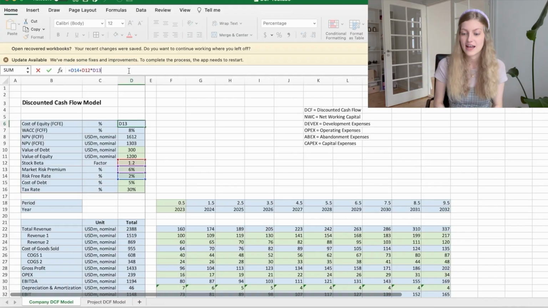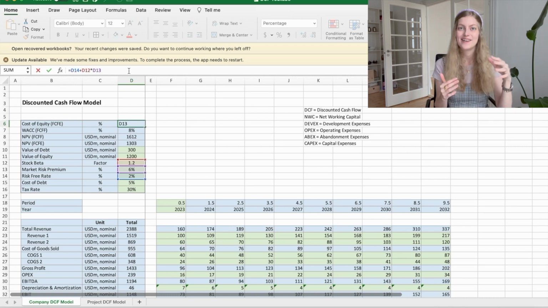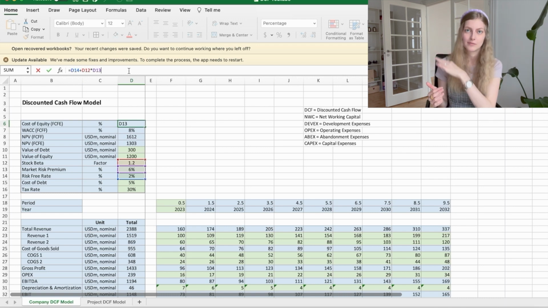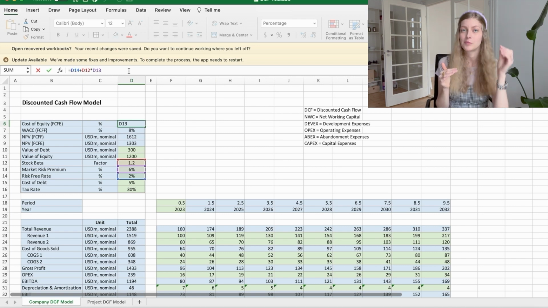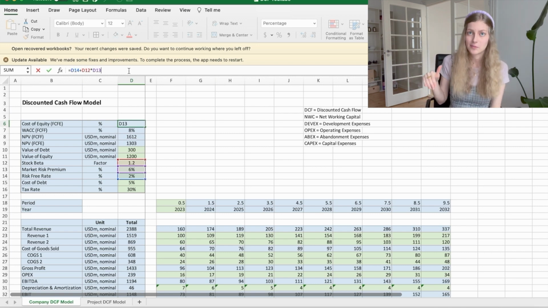Here I have set that at 6%. That's a pretty reasonable number, but it depends on what stock market you're looking at, what country you're looking at, all of that stuff. But we're using 6%. And then you multiply that by the stock beta. The stock beta is basically how volatile your stock is compared to the general stock market. Here we have a stock beta of 1.2. That means that our stock for this company is more volatile than the general market. So if the market goes up by 1%, our stock is going to increase by 1.2%. And if the market decreases by 1%, our stock is also going to decrease by 1.2%.